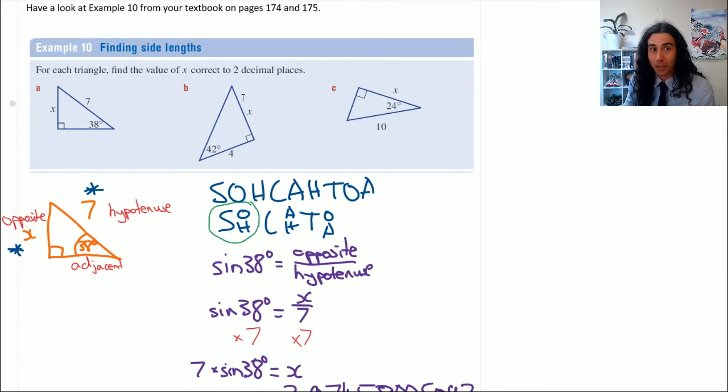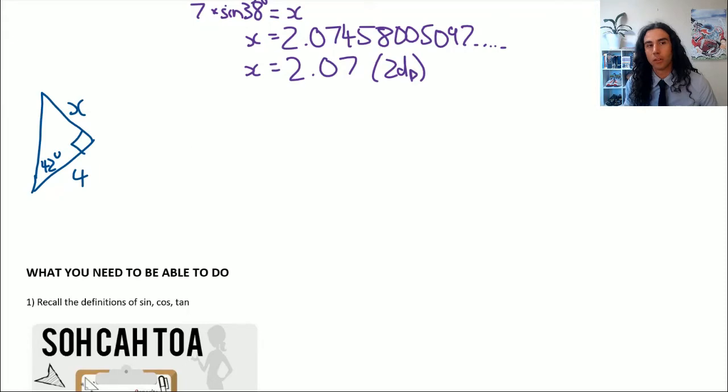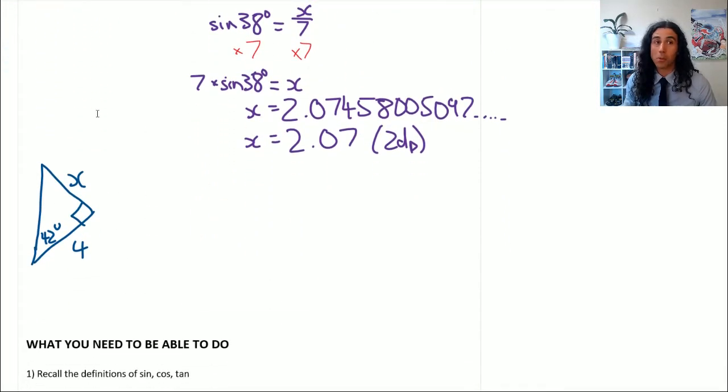So B, we've got a right angle triangle, x, 4 and 42. So x, 4, and I'll do it on the same angle here. Close enough. x, 4 and 42 degrees. Got it right? x, 4, 42. Right angle triangle. Step number 1, going to label our sides. What do we got here? Hypotenuse is all the way over here.